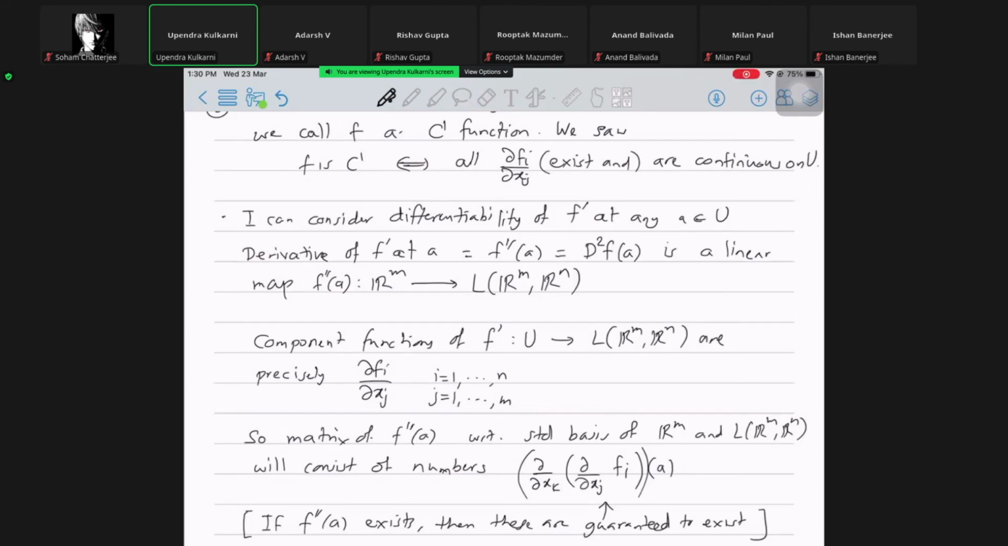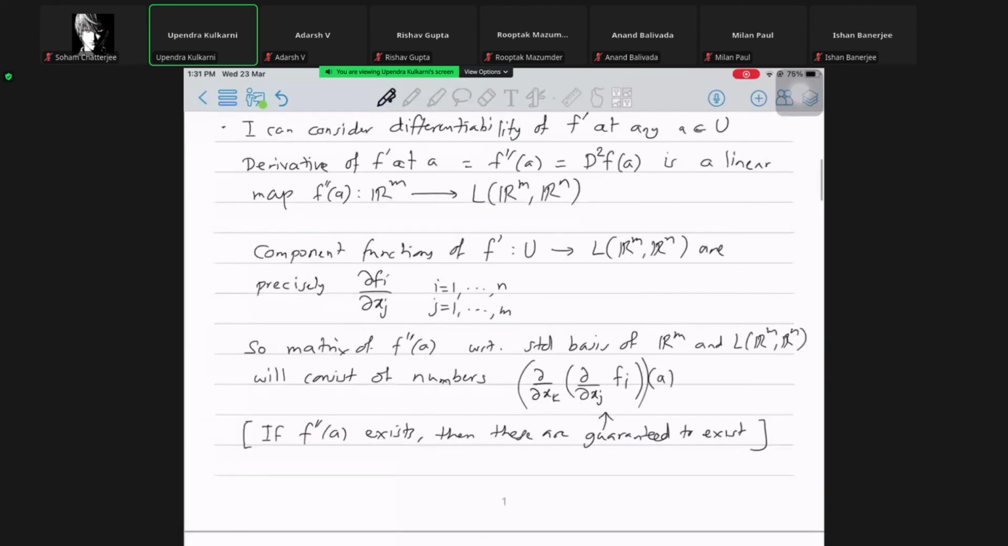So by the way, the next thing is we will do Taylor's theorem. So please read the one variable Taylor theorem. Let me write that down.